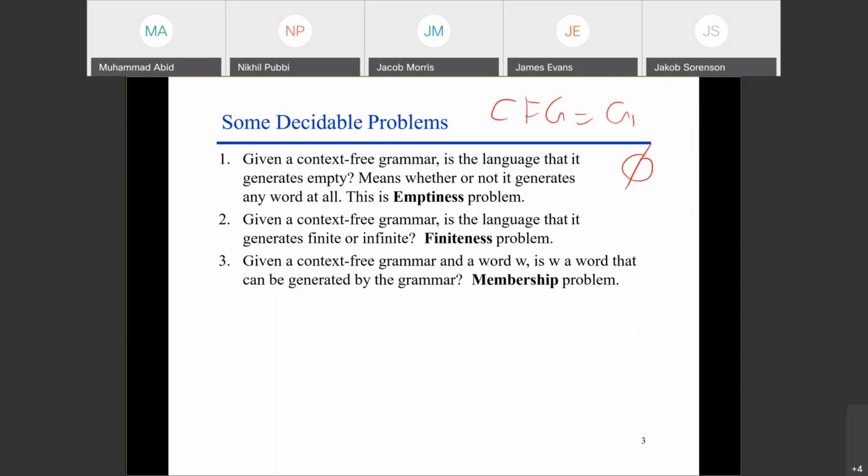So these are three different problems: whether a language generates something or is empty, called the emptiness problem; whether a language generates finite or infinite words, the finiteness problem; and whether a word belongs to this language or not, the membership problem. We do have answers to these problems, and we will see how to find them in the coming slides.